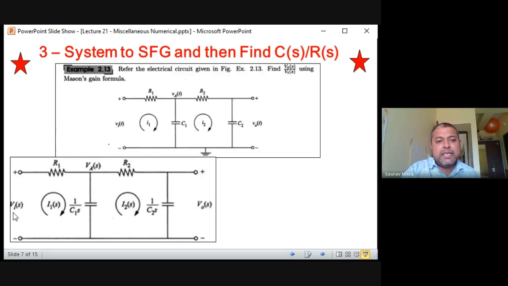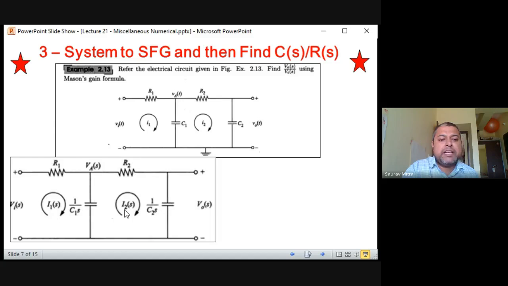So first is V_i(s). This is the input. R1 will be the same R1 because Laplace does not change a resistor. Capacitance C becomes 1 by Cs and inductor L becomes Ls. So this v_A(t) becomes V_A(s). This C1 becomes 1 by C1s, this C2 becomes 1 by C2s, and this R2 is the same R2.